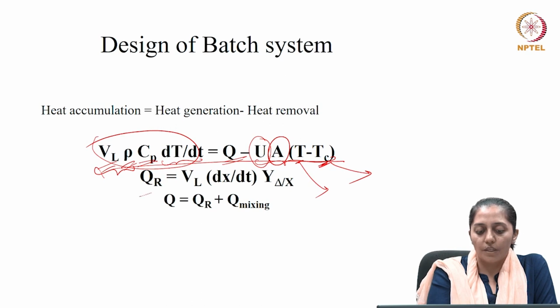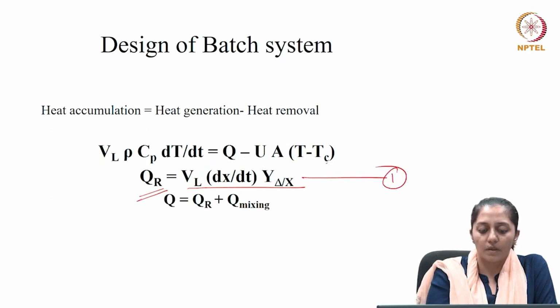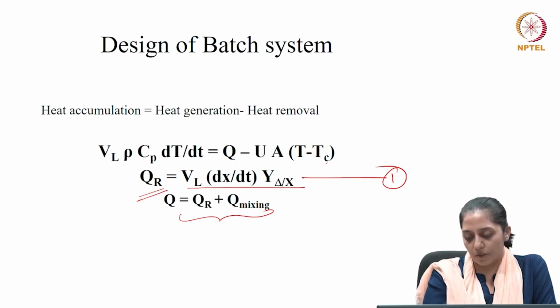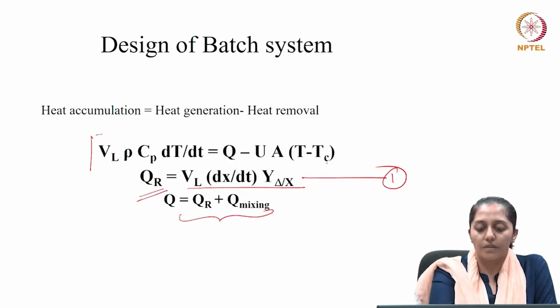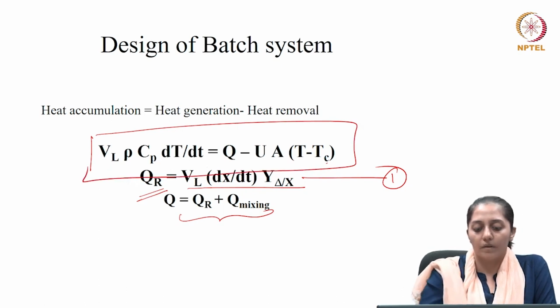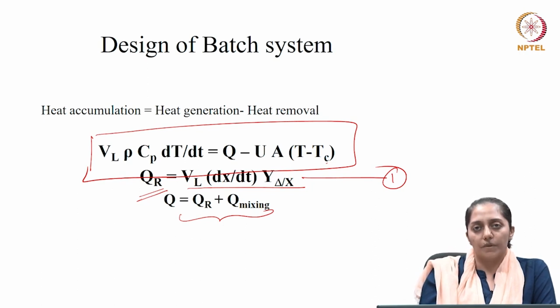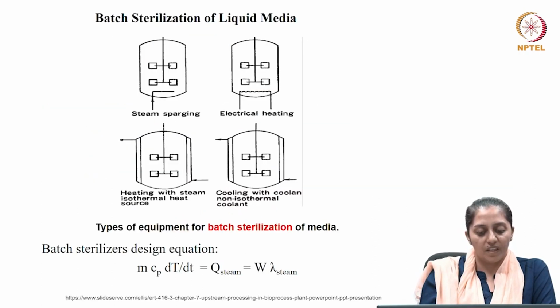Your heat of reaction we know can be given as shown here in this equation. So, the total amount of heat which is to be removed, or which is generated, is QR plus Q mixing. So, this is the equation which governs the rate at which the temperature is going to change during the fermentation process in the medium.